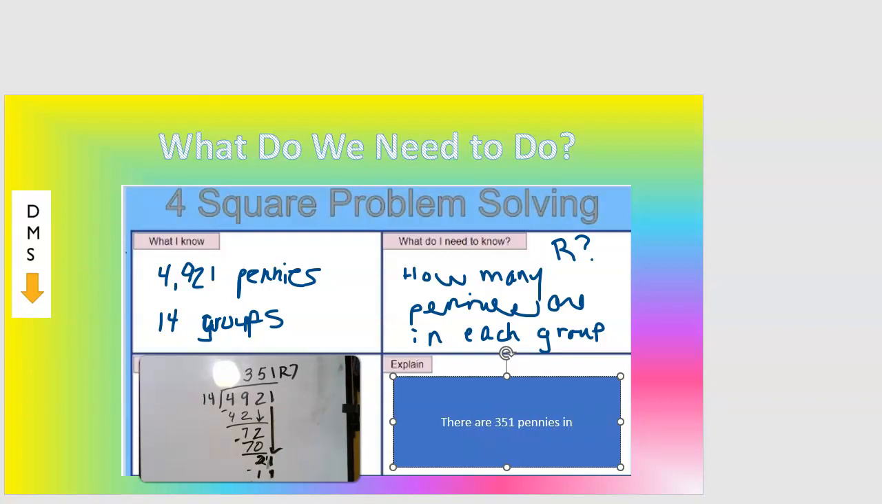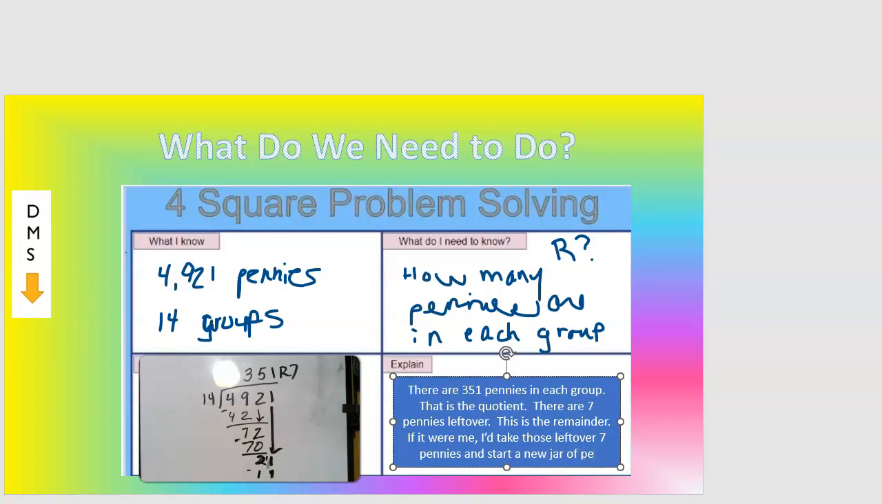351 pennies in each group. That is the quotient. There are 7 pennies left over. This is the remainder. If it were me, I'd take those leftover 7 pennies and start a new jar of pennies.